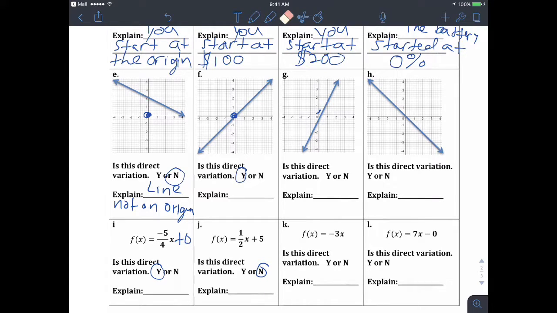Okay, guys, now for G, if you look really close, it looks like it's touching the origin, but it's not. It's a little bit off. So this one would be no, line not on origin. Then for the next one, we'd say yes because the line is on the origin. Down here, for K, we would say yes because there's no number after it.